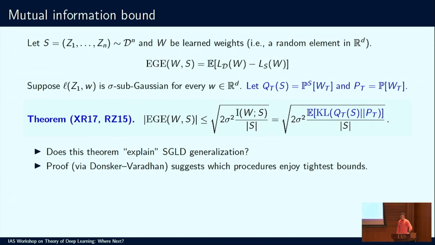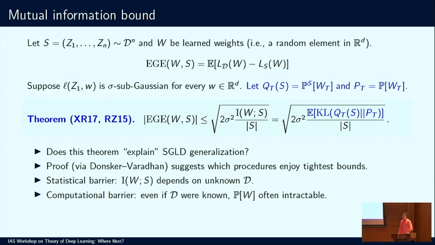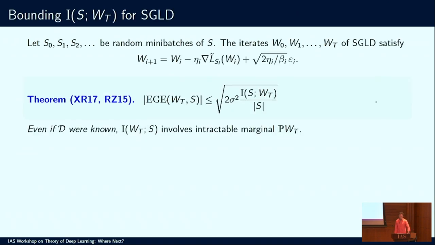All right, now the proof of this via Donsker and Varadhan suggests that things like SGLD might be reasonably well captured. Their generalization performance might be reasonably well captured by this bound. There are these statistical barriers. So I can't answer immediately whether this is going to explain generalization, because this mutual information term depends on the unknown distribution. I don't know it. Even if I did know it, this here is extremely intractable. This even here is intractable. So this KL is a KL divergence between intractable quantities.